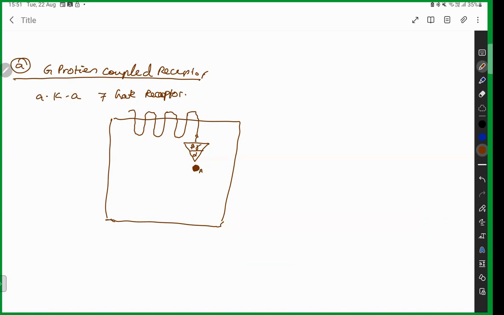When it goes to the subunits, there is a conversion of guanosine triphosphate to guanosine diphosphate. Am I saying it the wrong way around? Exactly, I think some of you are awake. Guanosine diphosphate is going to get converted into guanosine triphosphate by getting a phosphate.